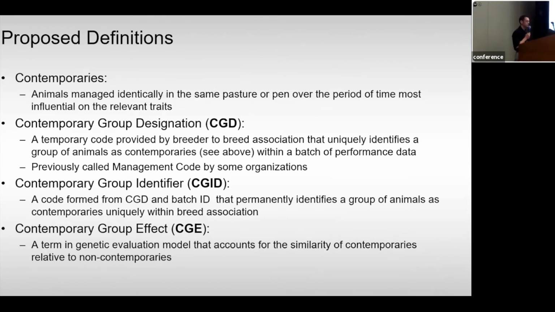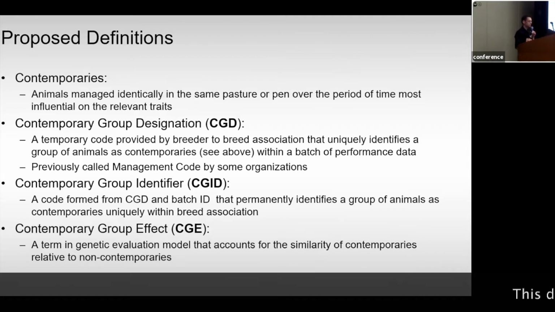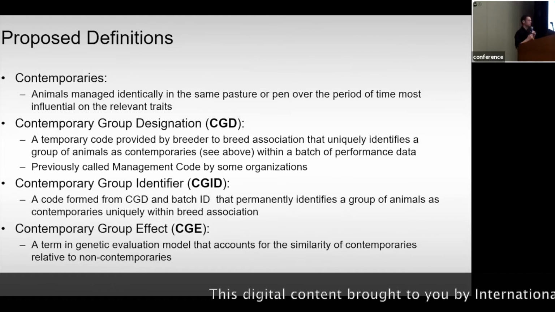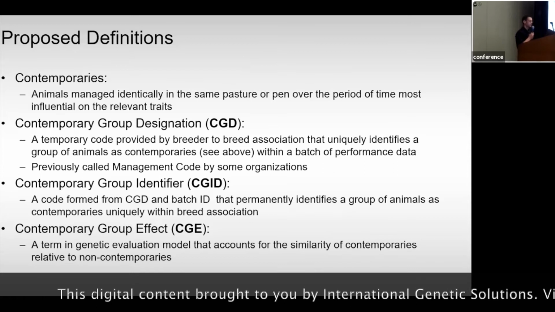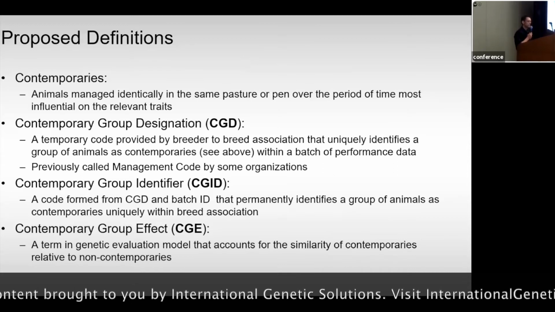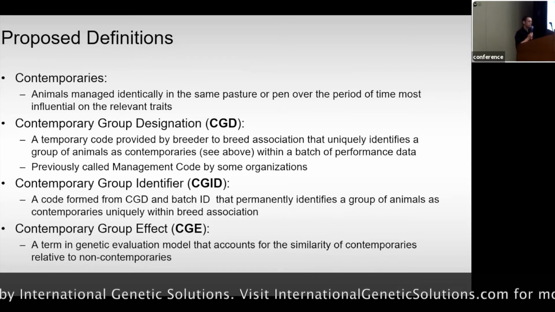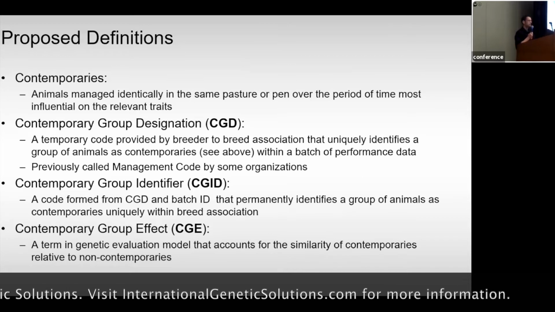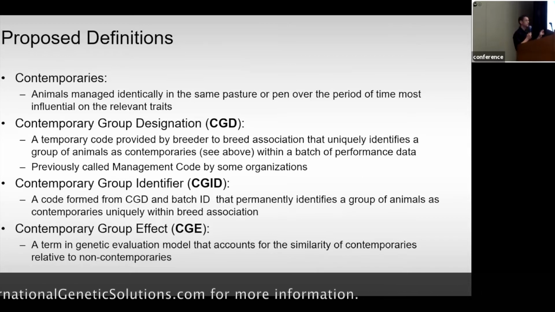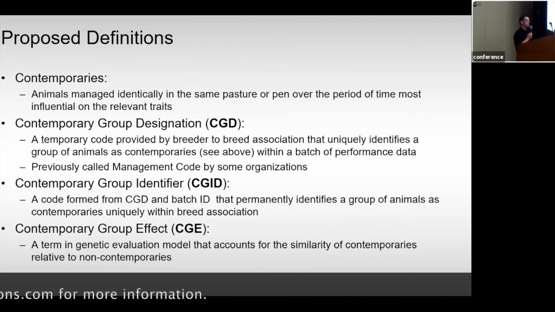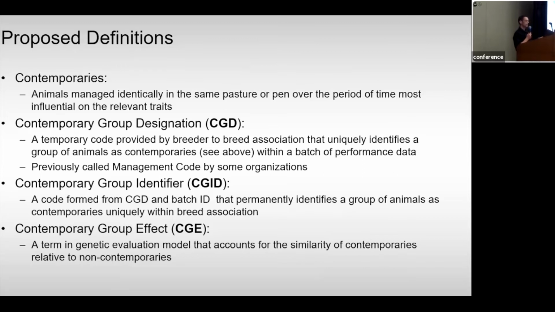These are proposed definitions. One is contemporaries, which is animals that are managed identically in the same pasture and over the time that's most influential on the relevant traits. And I think that's really important. Over a period of time that is most influential on the relevant traits that we're going to collect. And a contemporary group designation would be a temporary code provided by breeders to the breed organization that uniquely identifies a group of animals as contemporaries, as we defined it above, within a batch of performance data. So that is breeders saying that these are groups of animals which we are designating as being contemporaries.